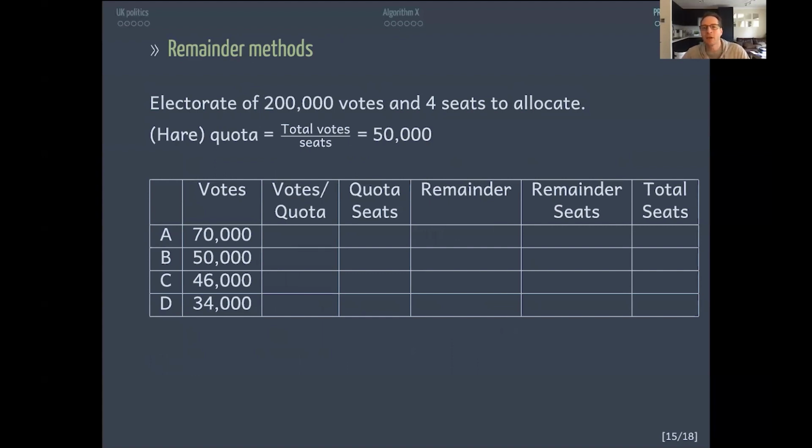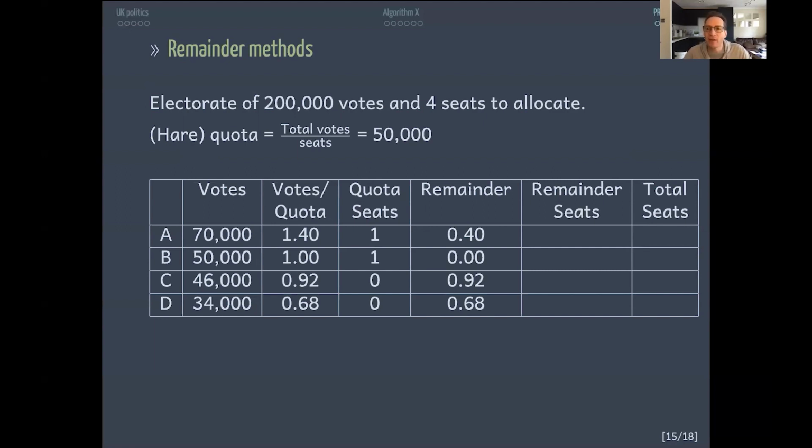We've got exactly the same scenario with 200,000 votes and 4 seats, and parties A to D had the same number of votes allocated to each one. And we see here the Hare quota is total number of votes divided by seats. That's 50,000. So we divide the total votes by each party by 50,000. And we can see here that we get 1.4 for Party A, 1 for Party B, and a number less than 1 for Party C and D.